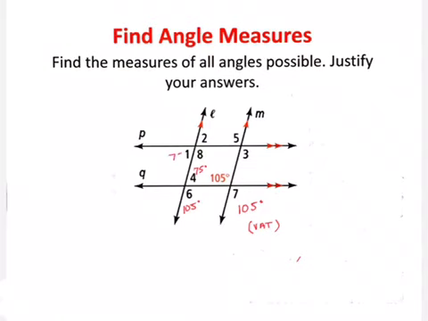1 and 4 are both 75 because they're alternate interior. Angle 8, 105, same side interior with 4. Linear pair with 2, so that means 2 is 75. Same side interior with 5 between angle 2, so we get 105 for 5. Vertical angles, we get 105 for 3. And I think we've got all the angles covered.